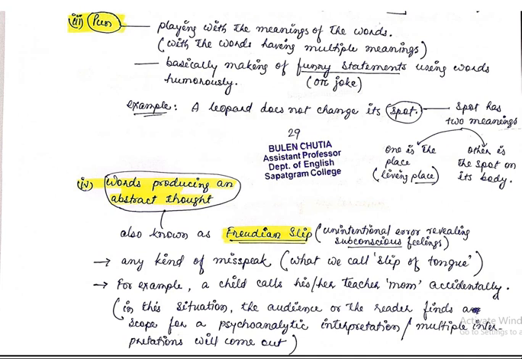Number four, words producing an abstract thought, also known as Freudian slip. What is Freudian slip? An unintentional error revealing subconscious feelings of the speaker. Any kind of misspeak, what we call slip of tongue, can be considered as Freudian slip or words producing an abstract thought. In such situations, if someone has misspoken something, then we come to the conclusion that this may happen due to this or due to that. So such kind of open ending comes along with such kind of misspeaking.